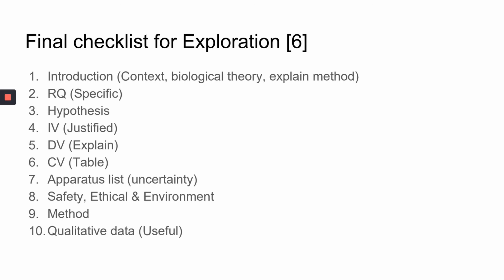And then the method, of course, in bullet points, in numbering order, and the qualitative data. You need to make it useful. What we mean by that is, for example, you should have a trend. Your qualitative data needs to have photos and descriptions, hopefully with a trend, so you can use it to support your quantitative data, and you can refer back to it when you are writing your conclusions.